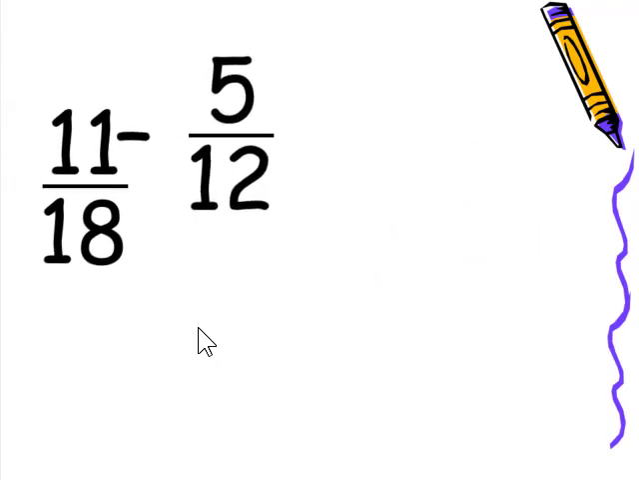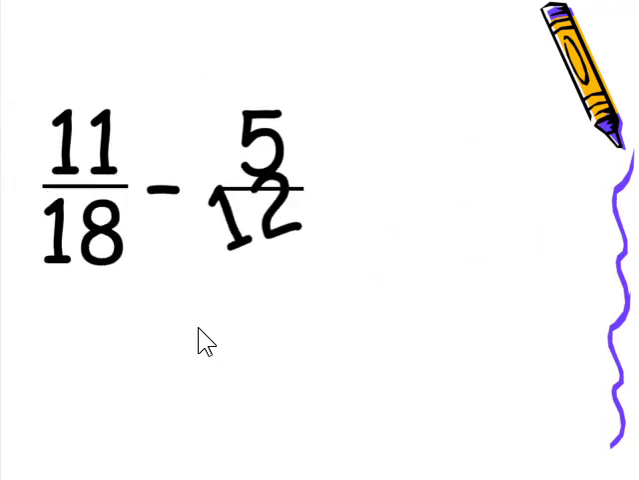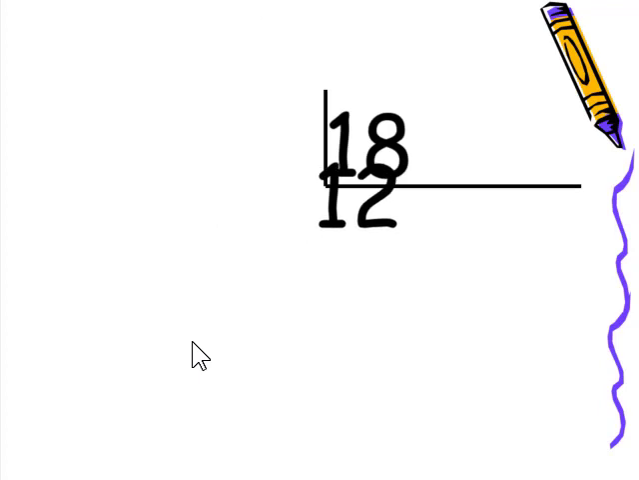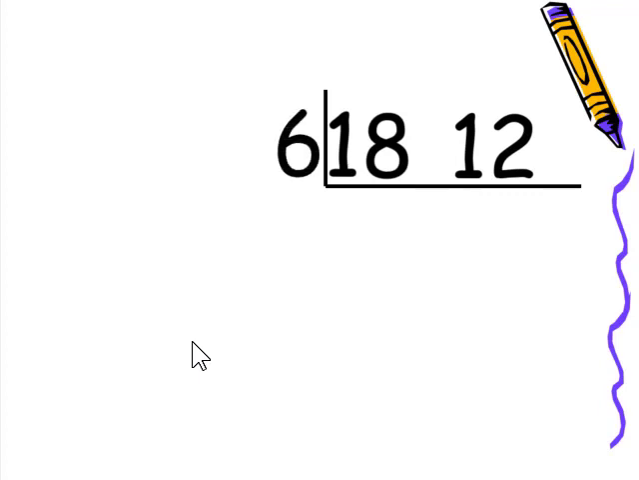11/18 minus 5/12. We'll take the 18 and the 12 and find the LCM. What number goes into 18 and 12 evenly? If you said 2, you are correct. If you said 3, you are correct. But the greatest common factor would be 6. 18 divided by 6 is 3. 12 divided by 6 is 2.